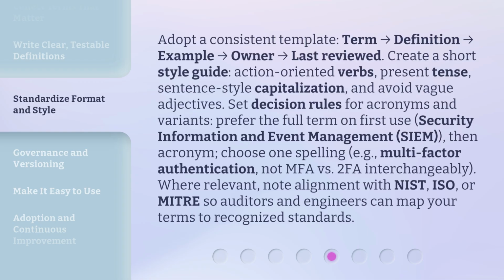Set decision rules for acronyms and variants. Prefer the full term on first use. Security information and event management, SIEM, then acronym. Choose one spelling, e.g., multi-factor authentication, not MFA versus 2FA interchangeably. Where relevant, note alignment with NIST, ISO, or MITRE, so auditors and engineers can map your terms to recognized standards.